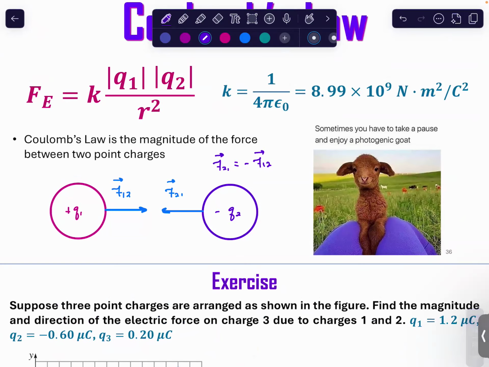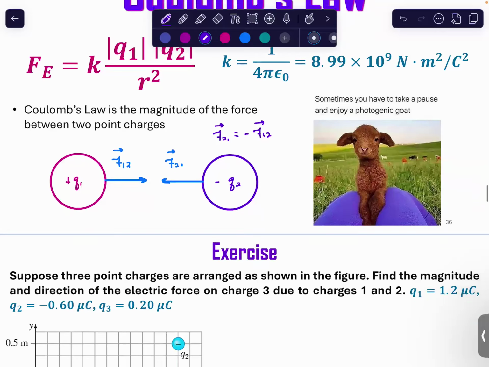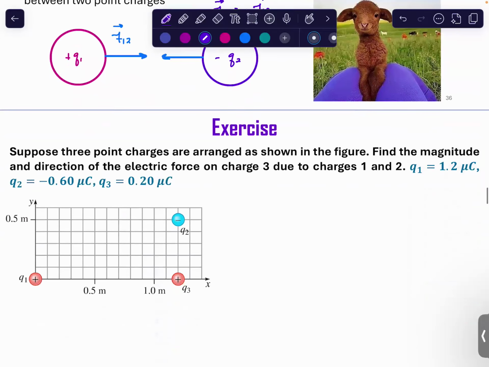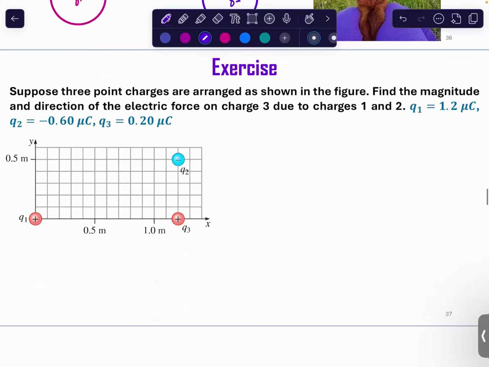You see the application of the microcoulomb in this problem? Here's the thing. We have point charges arranged like this. Find the magnitude and direction of the electric force on charge 3 due to charges 1 and 2.